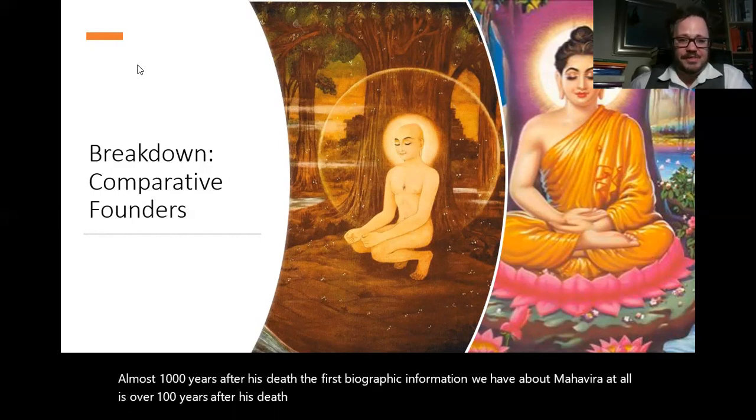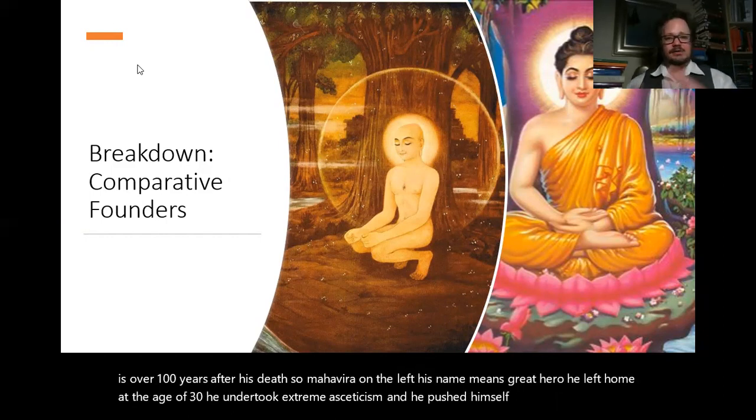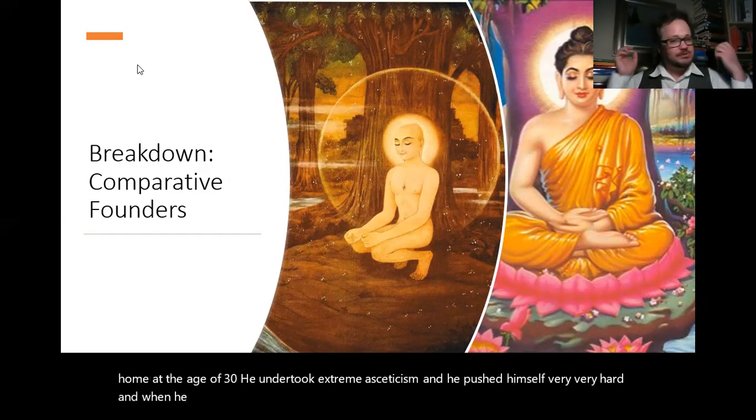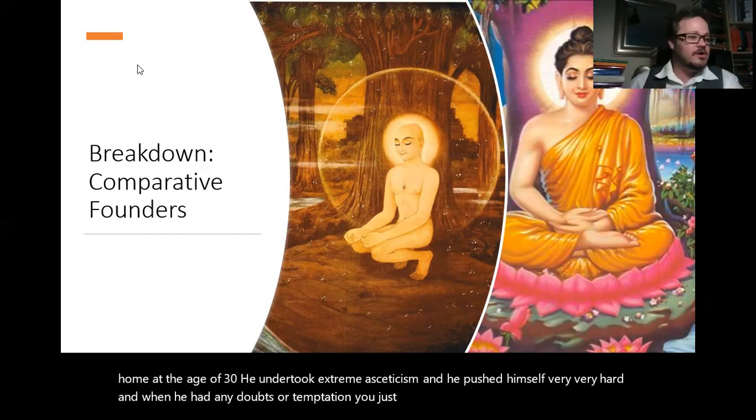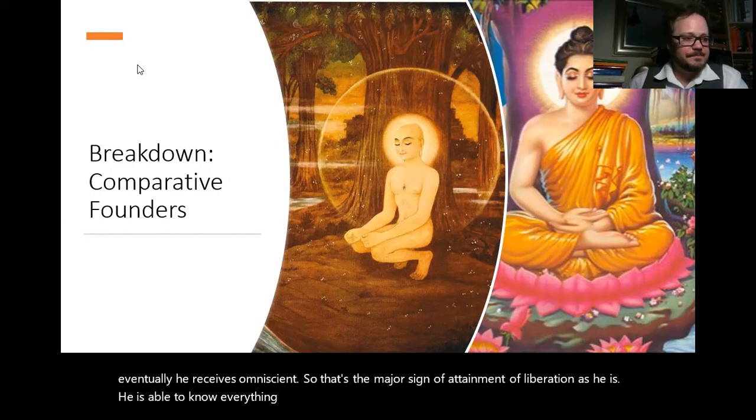So Mahavira on the left, his name means great hero. He left home at the age of 30. He undertook extreme asceticism, and he pushed himself very, very hard. And when he had any doubts or temptation, he would just work harder and harder and harder. And eventually he receives omniscience. That's the major sign of attainment of liberation, that he's able to know everything. He establishes a community, and he taught for years and years.